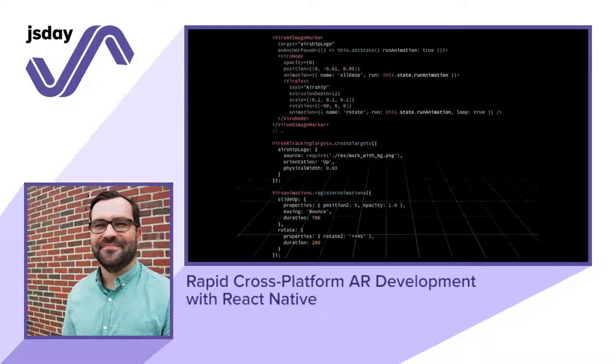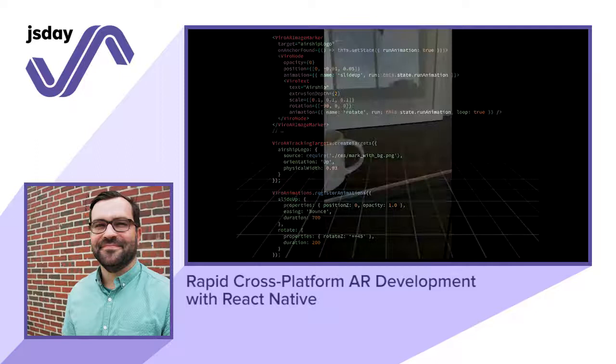So altogether, the relevant code looks something like this. I know it's small. You don't necessarily have to follow what's going on. We just looked at every aspect of it. But at the top, we have the image marker, and then inside of that, we have the node and the text that are going to be rendered. And then right there in the middle, we're creating the target, which is just the image to detect. And then at the bottom, we are creating the animations that we want to run.